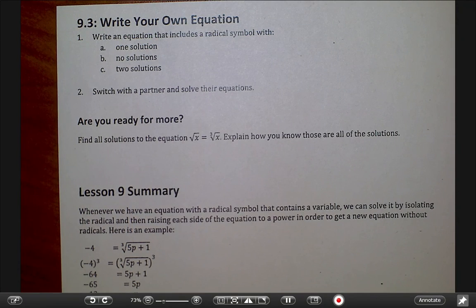All right, right here it says write an equation that includes a radical symbol with one solution, no solution, and two solutions. I want you right now to use today's lesson, yesterday's lesson, and the day before. We need to have examples of ones, nos, and twos. There was a good one yesterday for two.